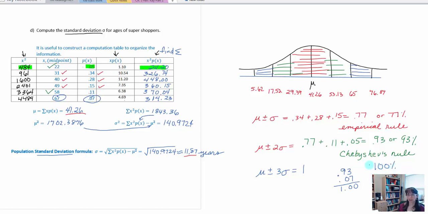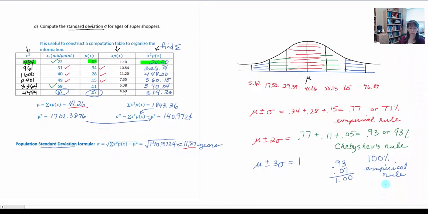So we could go back to saying this is the empirical rule. The empirical rule tells us that at least 99.7% of our shoppers would fall in this range. So we've met that criteria at 100%.